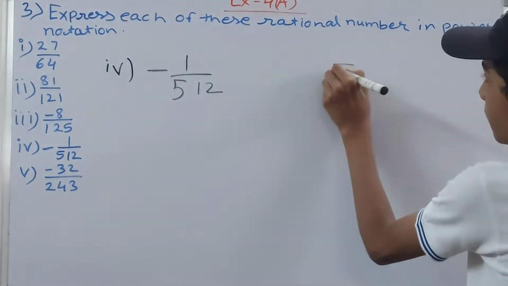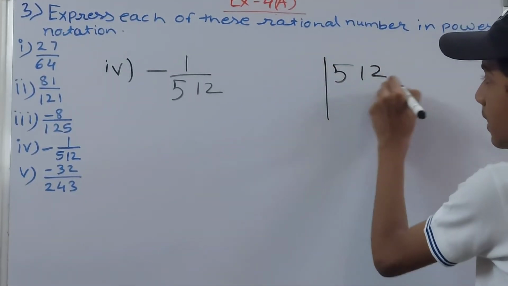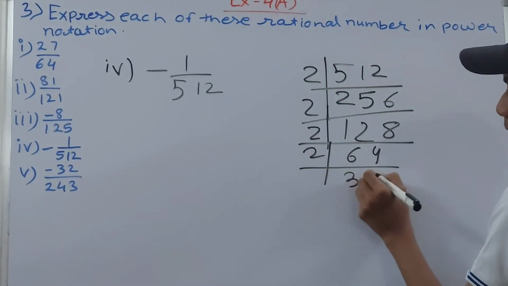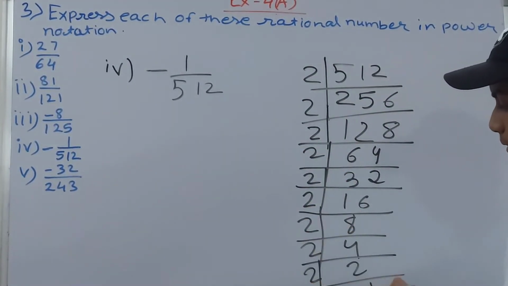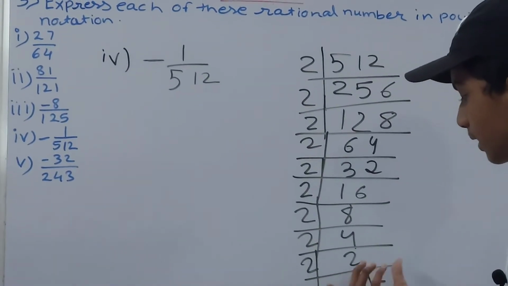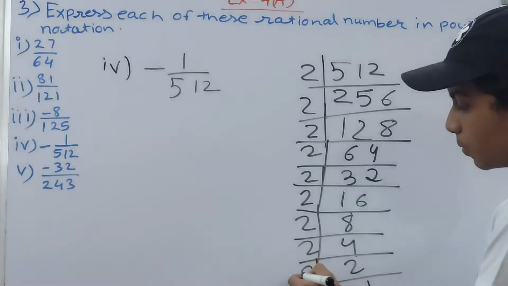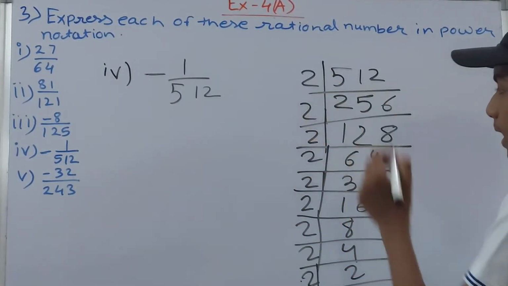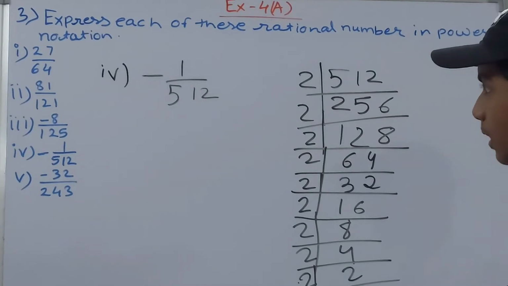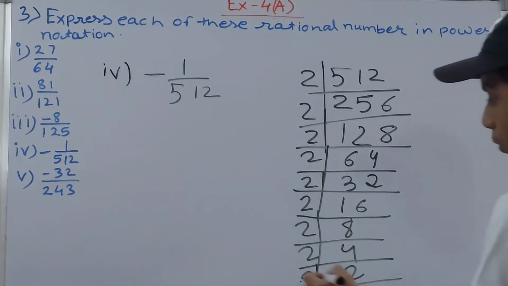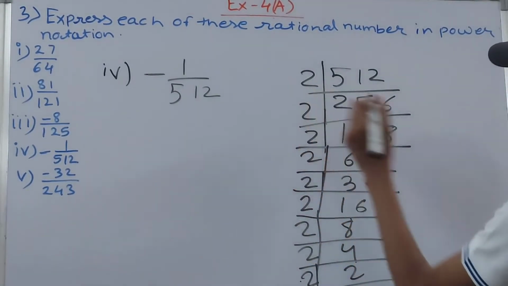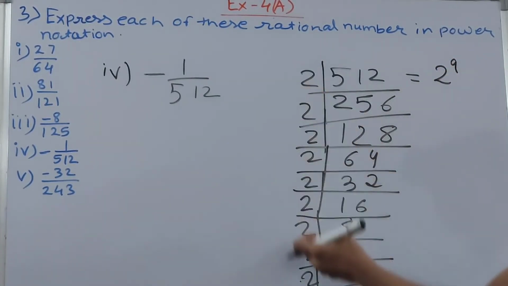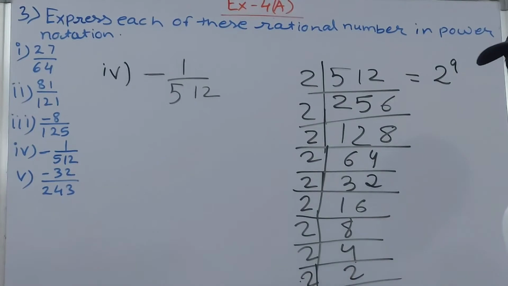So 512, this will be again by 2, so 2, and you continue and get 1 here. Now you see how many times do we get 2? 1, 2, 3, 4, 5, 6, 7, 8, 9. 9 times we will get this 2. So you can count and write 2 to the power 9. I'm not going to write this entirely as 2 into 2 because it will take a lot of space.